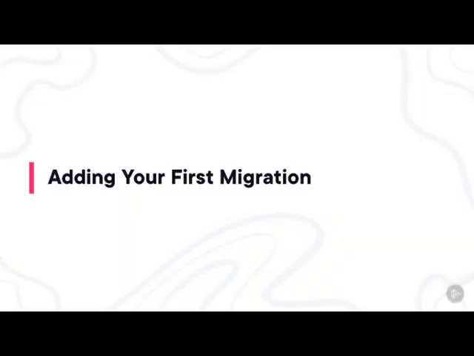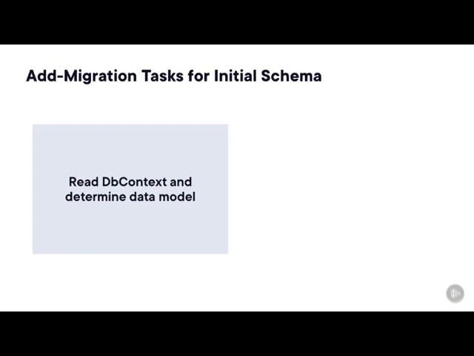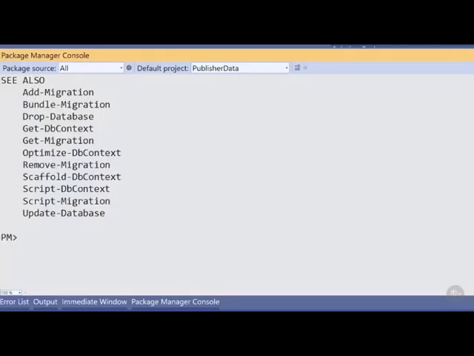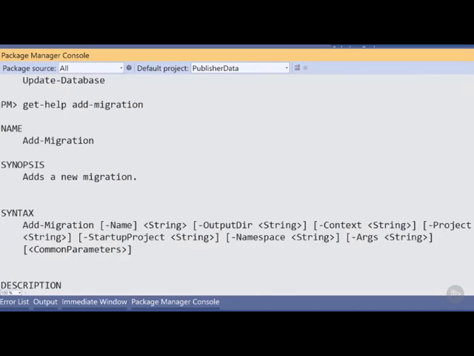Now we can finally add our first migration, and we'll be doing that using the command add-migration. Add migration will look at the DB context and determine the data model. Using that knowledge, it'll create a new migration file with the information needed to create or migrate the database to match the model. Let's use get-help again so we can learn more about add migration.